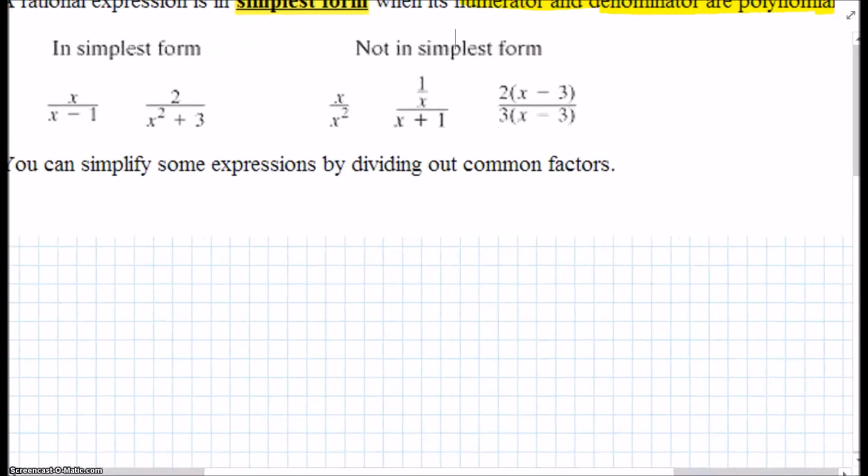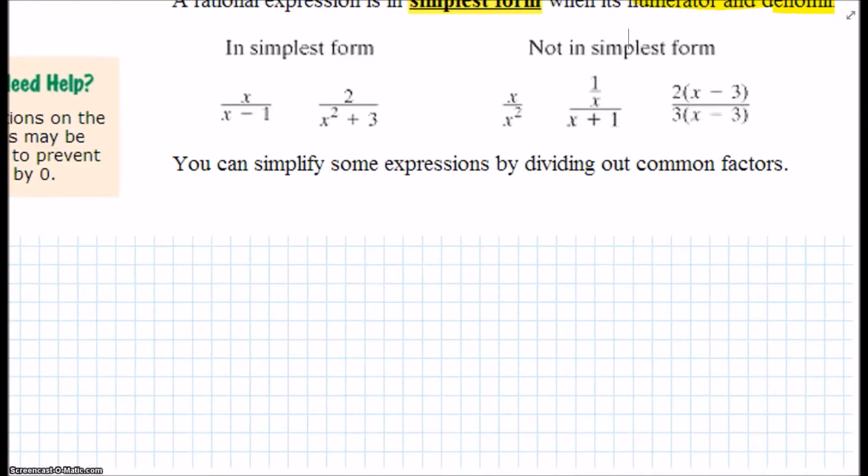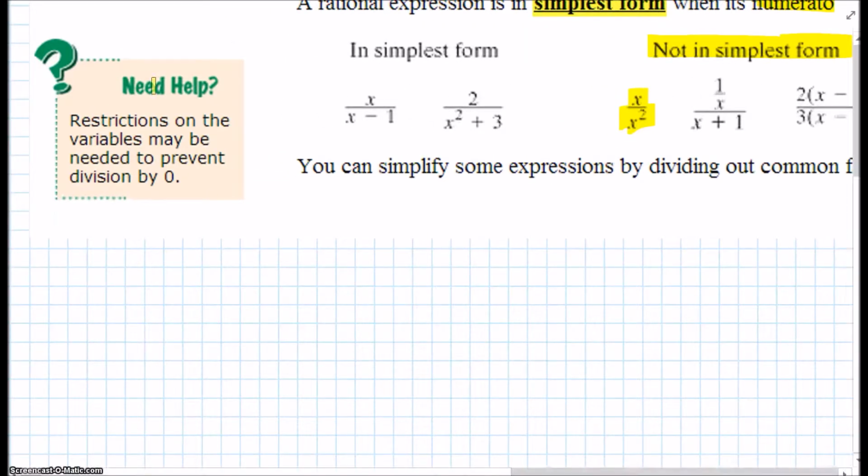So let's look at the examples in the notes here. In simplest form: x over x minus 1, and 2 over x squared plus 3. Not in simplest form: x over x squared, we can factor out an x; x over x plus 1; and 2 times x minus 3 over 3 times x minus 3. You can simplify some expressions by dividing out common factors. Don't forget this: restrictions on the variables may be needed to prevent division by 0.